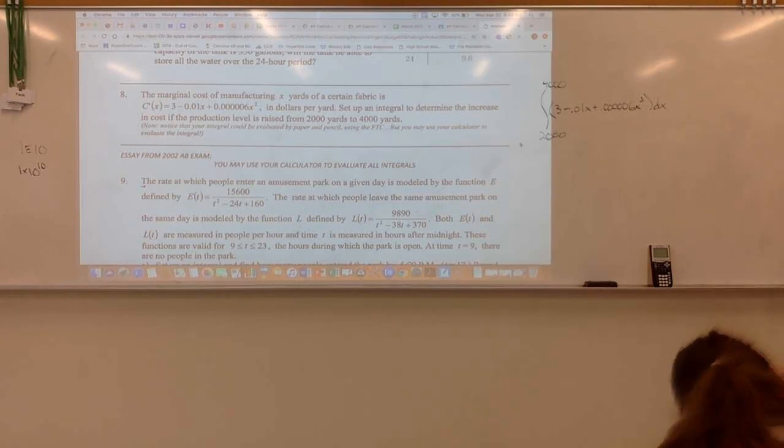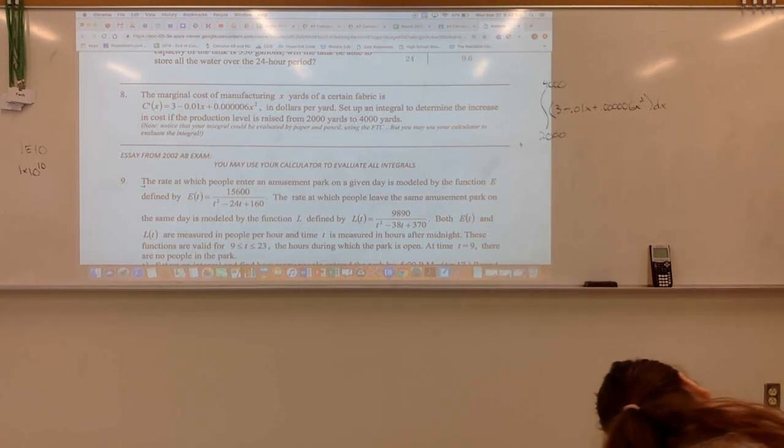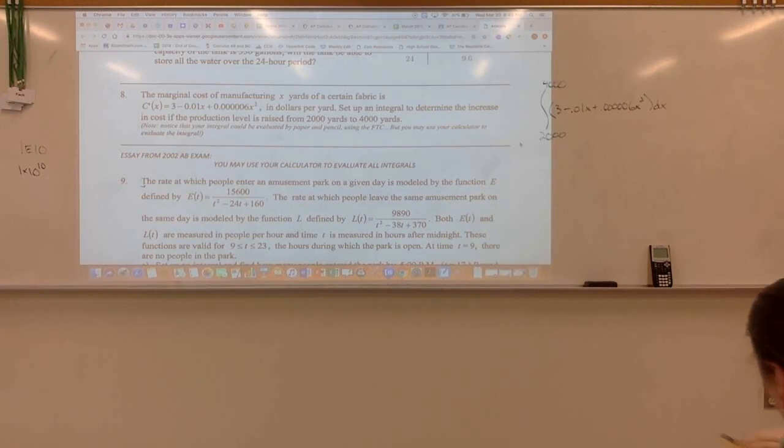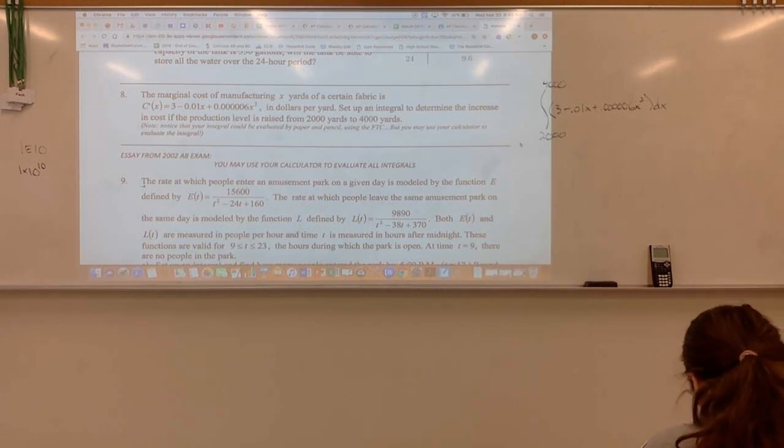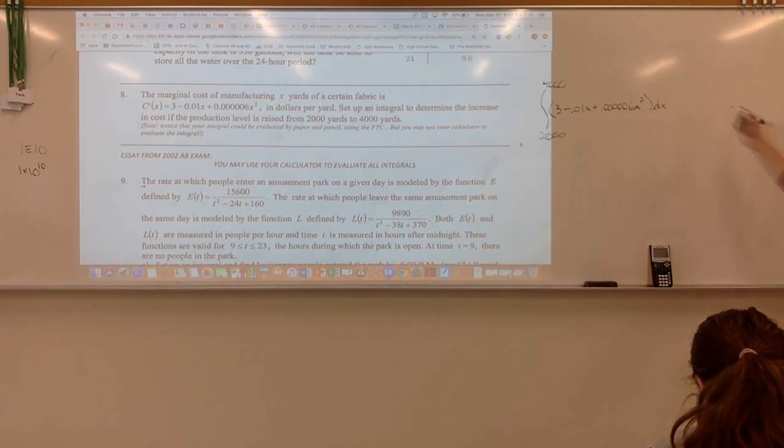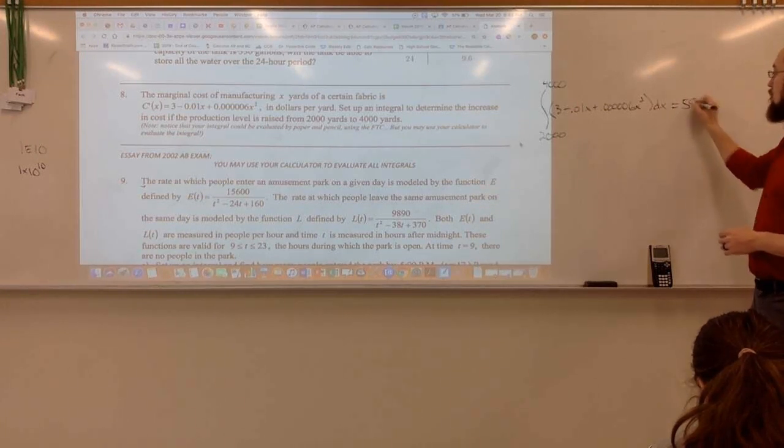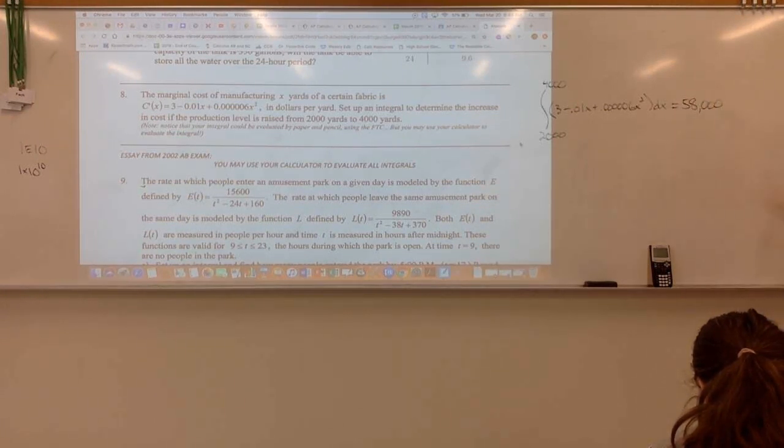And then we can just plug that whole thing into the calculator. So what do we get when we plug that into the calculator? What is it? 58,000? $58,000 even? Yeah. Nice. Alright. You okay with that one?